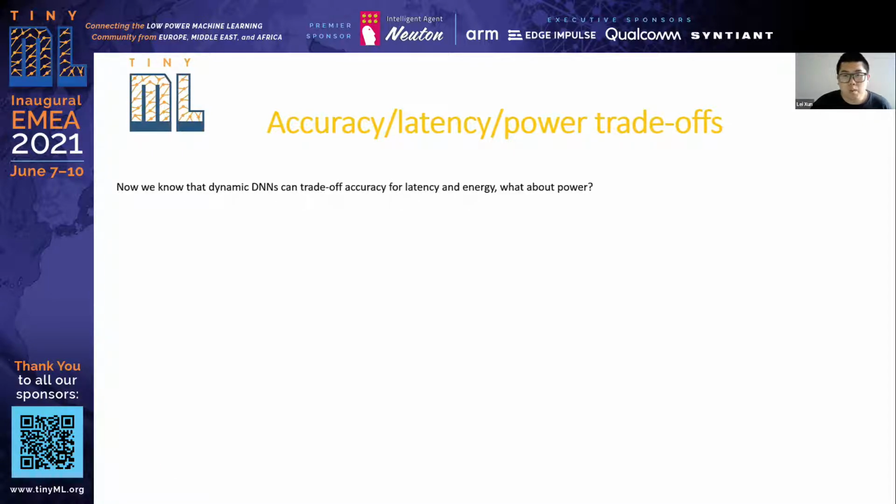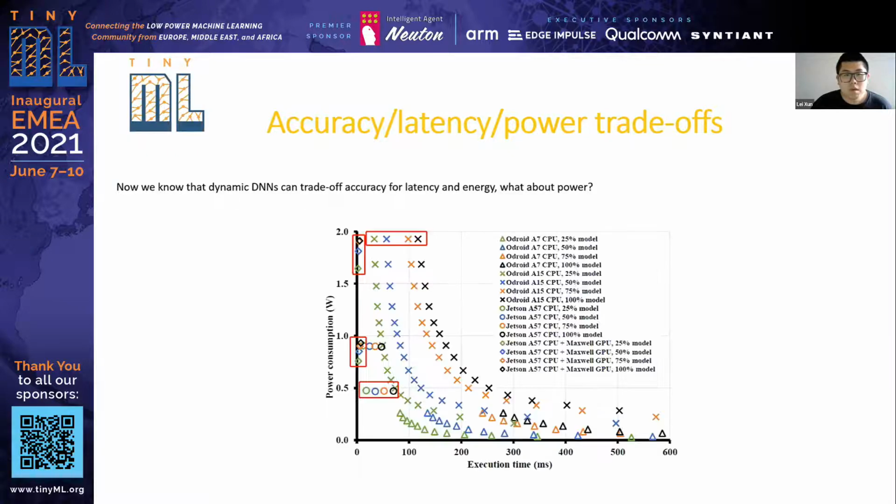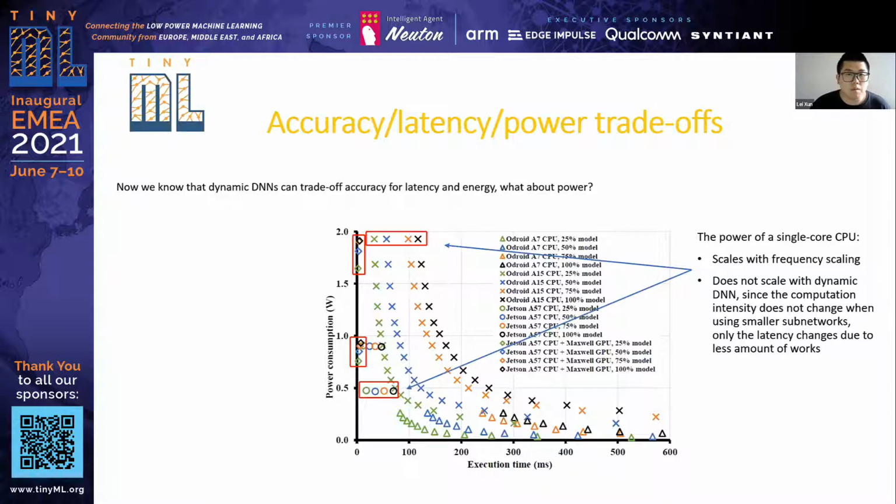Now, what about power? Here we plot the power consumption trade-off from both platforms on the same figure. And as you can see, the power consumption of a single-core CPU scales with the frequency, but does not scale with the dynamic neural network. This is because on the CPU, the computational intensity does not change with smaller subnetworks.